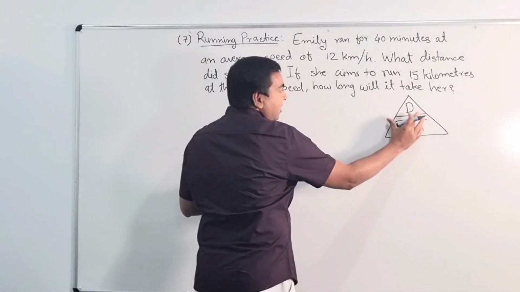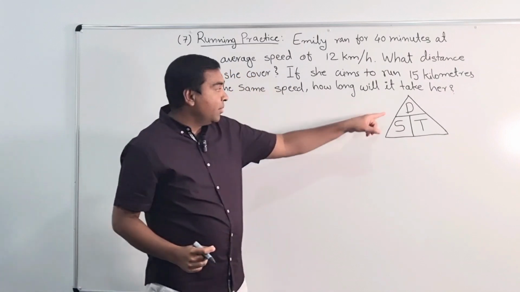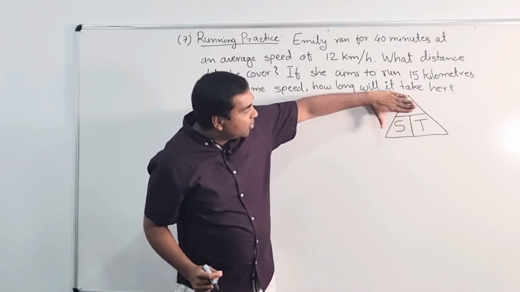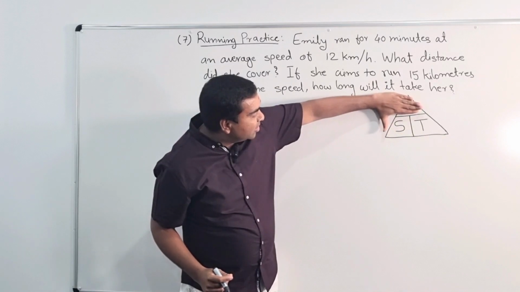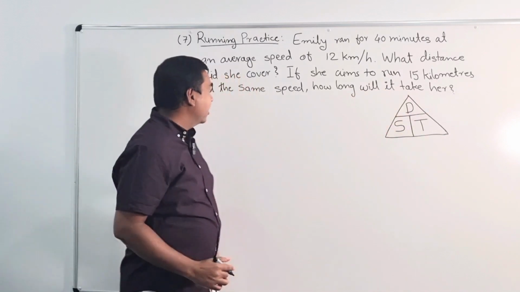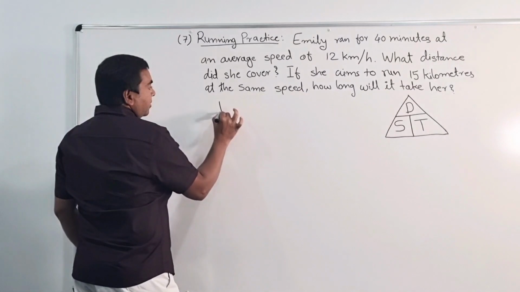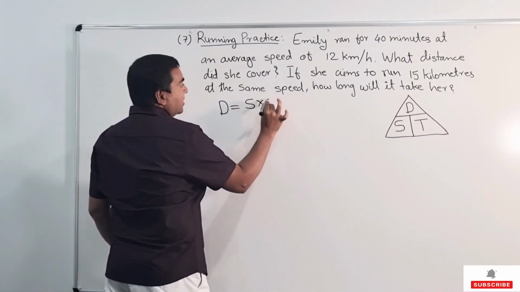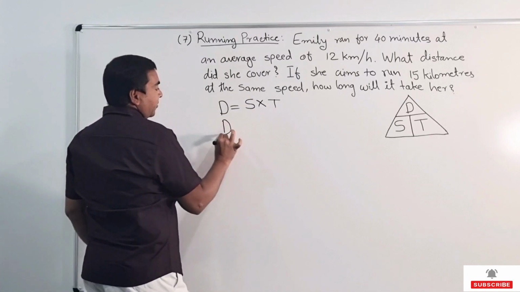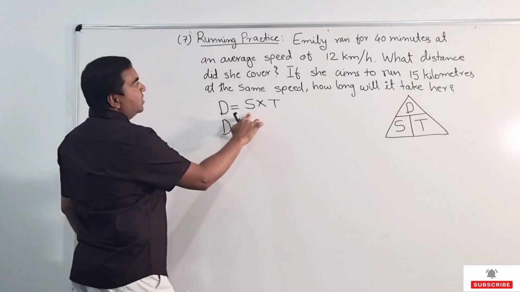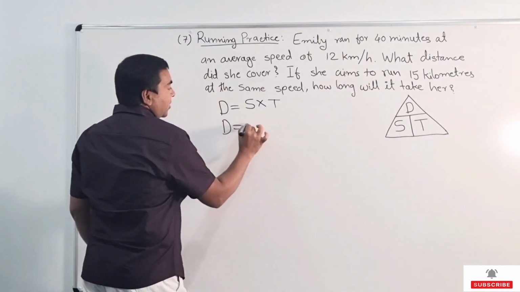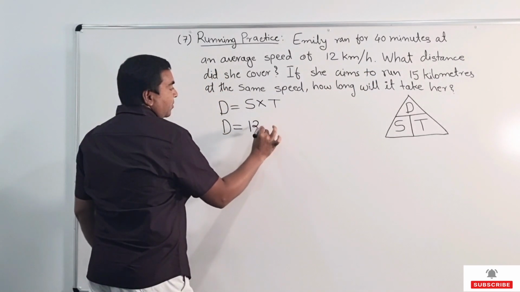So from this triangle, we're going to find out the formula of the distance. Here we can say distance, speed, and time. I'm going to hide my distance. So that is speed multiplied by time. So I'll just write it down: distance equal to speed multiplied by time. So distance equal to, what is the speed? We can see the speed is 12 km per hour. So I can put in the speed, 12 km per hour.